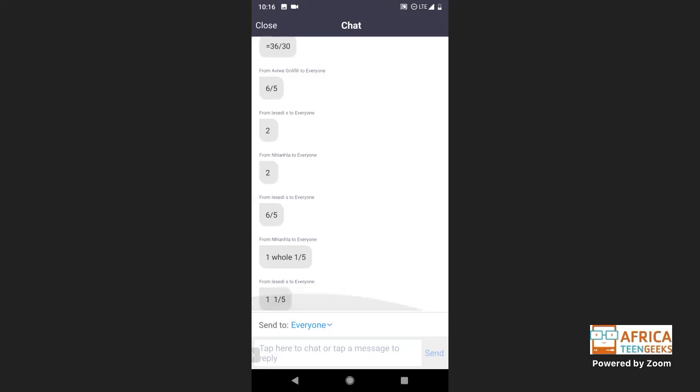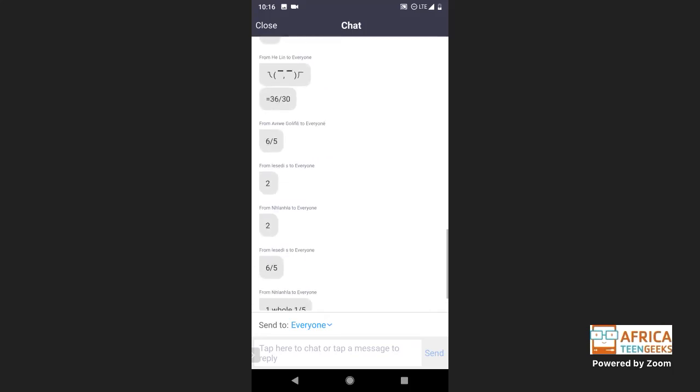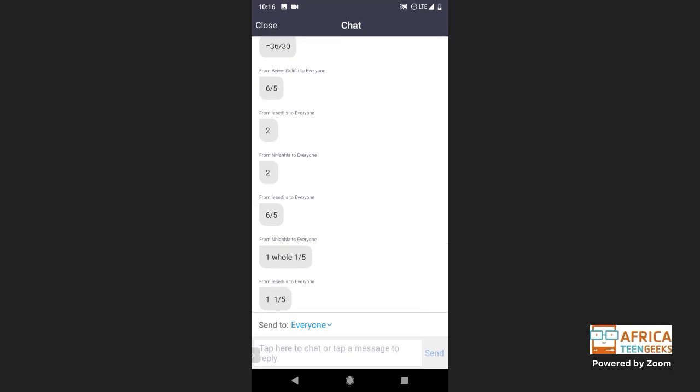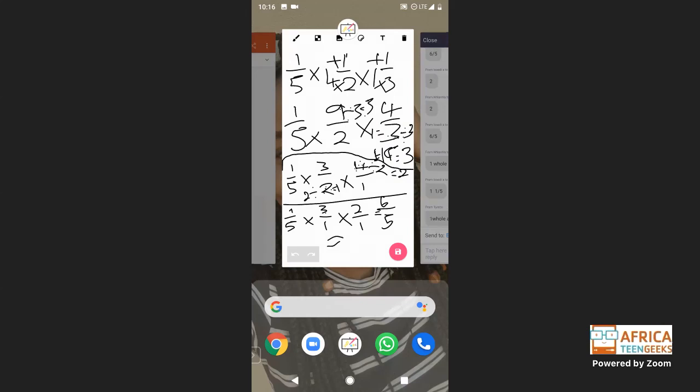Our mixed fractions. One more answer, guys. One more answer. Okay, we have 2 answers. One more answer. Tracy. Okay, Nhlanhla and Lesedi, you guys are correct.